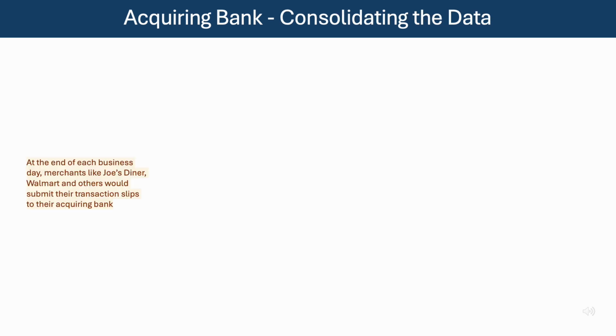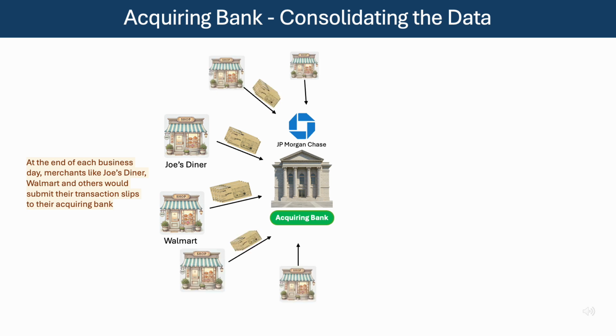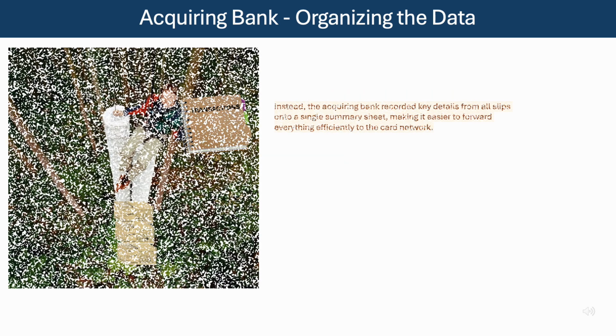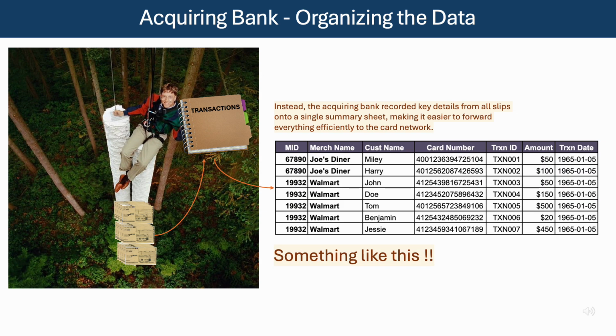At the end of each business day, merchants like Joe's Diner, Walmart and others would submit their transaction slips to their acquiring bank. But sending stacks of paper to the card network wasn't practical. It would take truckloads. Instead, the acquiring bank recorded key details from all slips onto a single summary sheet, making it easier to forward everything efficiently to the card network.